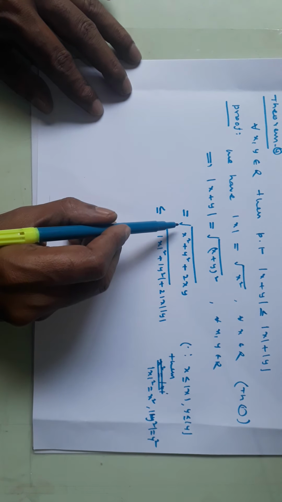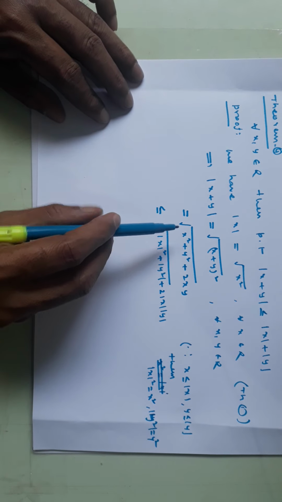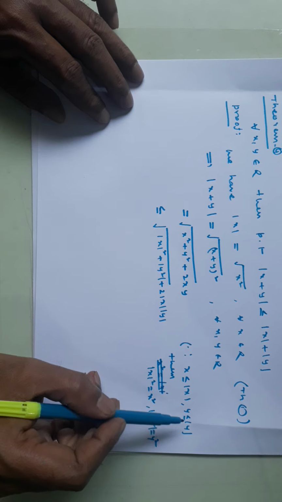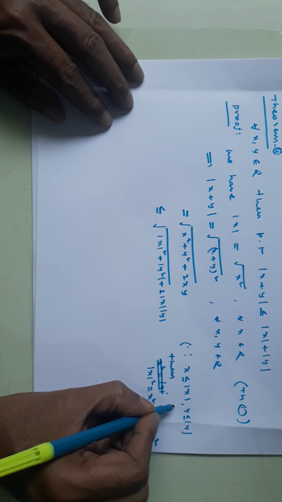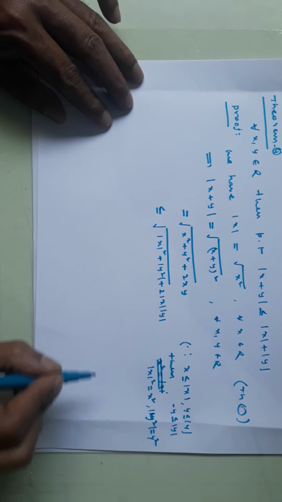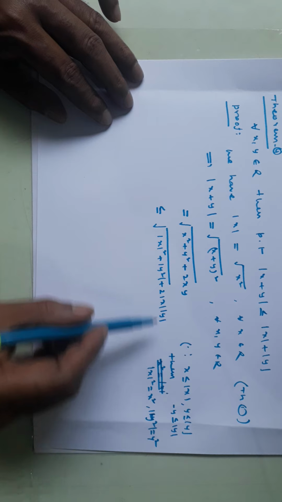Whereas from this, the next step will be to change the inequality. Why? Because x is less than or equal to mod x and y is less than or equal to mod y, even minus y is also less than or equal to mod y. These are the terms we have in properties. So by using the properties only, we are proving the theorem.